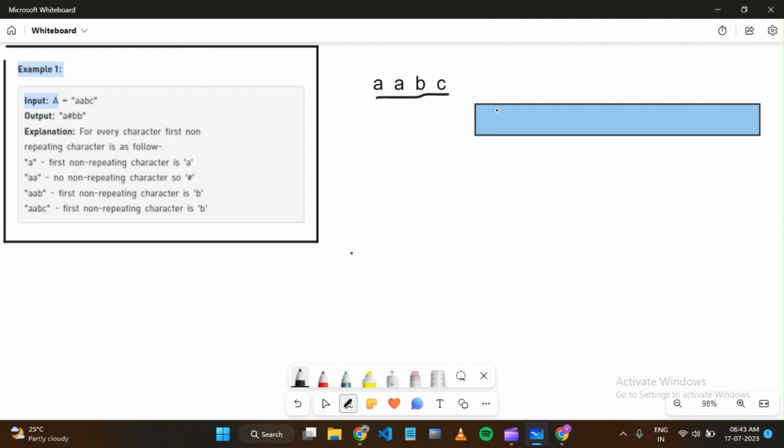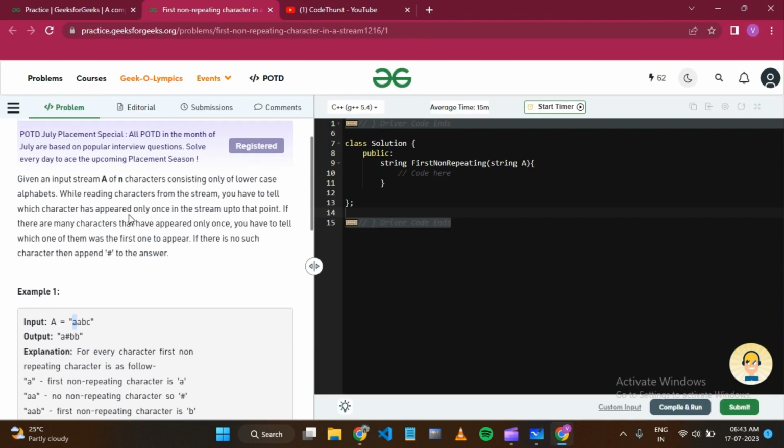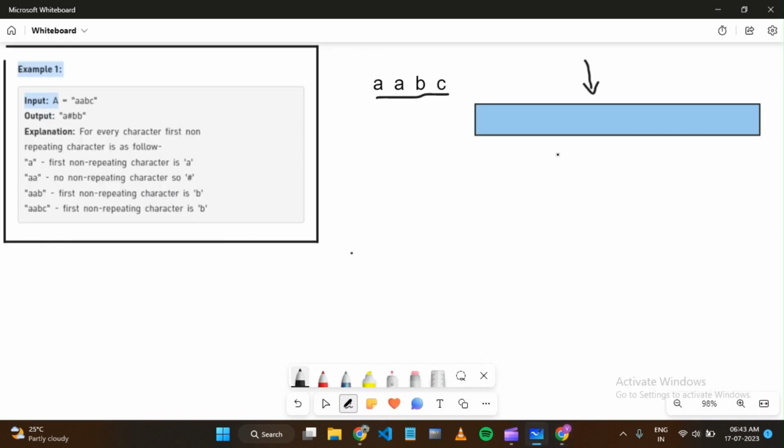Here's the data structure we will use. Guess which data structure we will be using. Understand the problem statement and guess what data structure we will be using to do this question. Here's the key point to guess which data structure we can use: if there are many characters that have appeared only once, you have to tell which one of them was the first one to appear. I guess till now you have guessed which data structure we would be using. So yes, it is a queue.